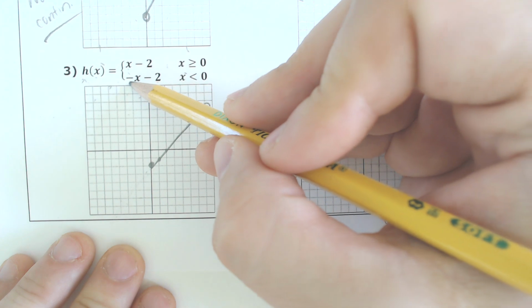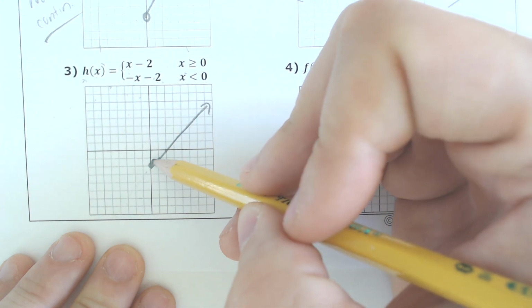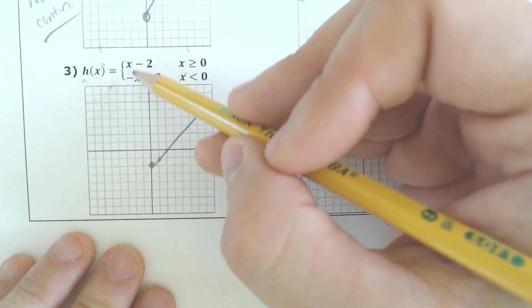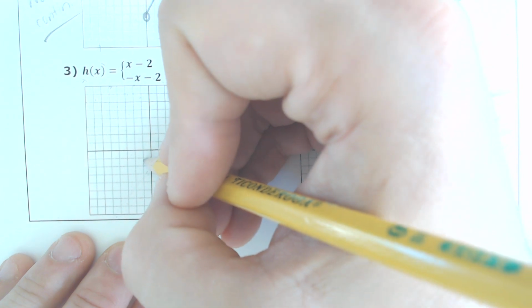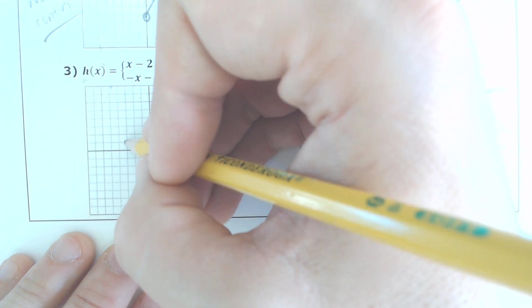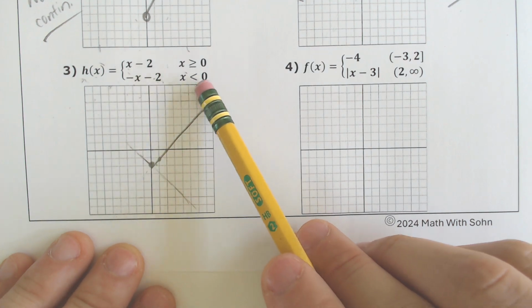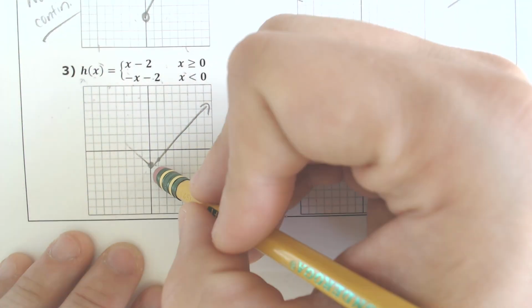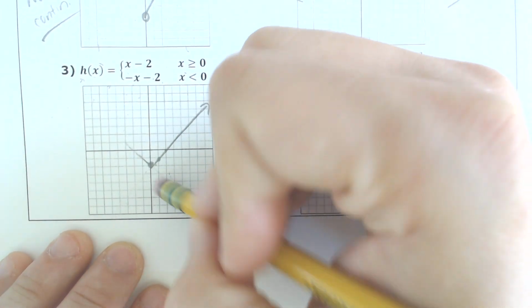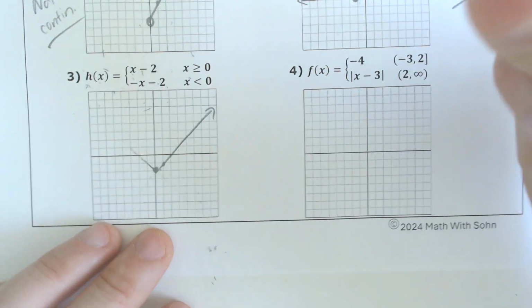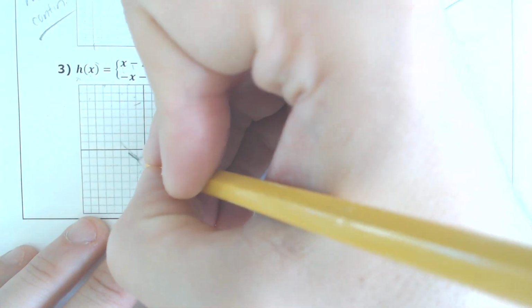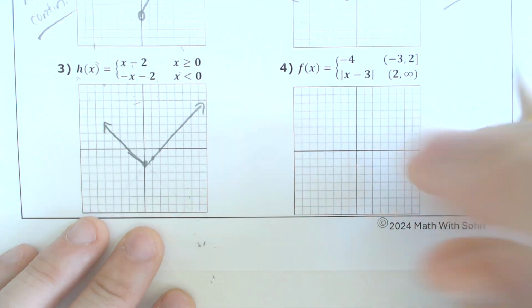What about the next one? We got -x minus 2. So it has the same y-intercept. This one has a negative slope, so that means that it is going to be going down 1 over by 1. And we don't want to graph anything bigger than 0. We should only include the part that is less than 0. So this part would not be included. That's why I just erased it. But this part over here would be included as a part of it.